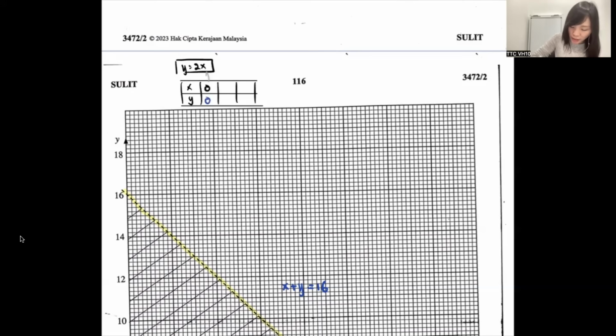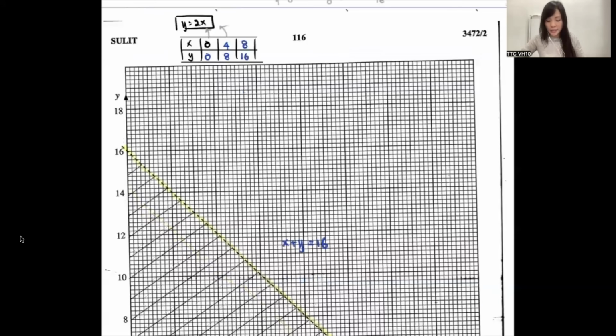For those who don't know, you can try to sub. When x is 0, your y is 0. Can see that? Next one, maybe I sub x as 4. If I sub x as 4, my y I get 8. How do I know? I sub and see. y equals to 2 times 4, isn't it? It's 8. Next one, let's say I try to put 8. If I put 8, it should be 16. Check for you, y equals to 2 times 8, isn't it? My y will be 16. So 0, 0, 4, 8, 8, 16.